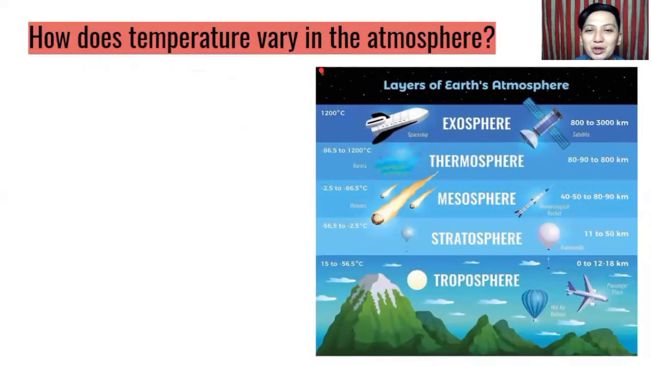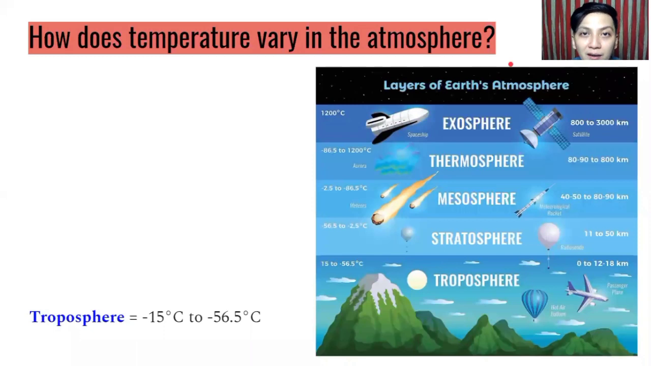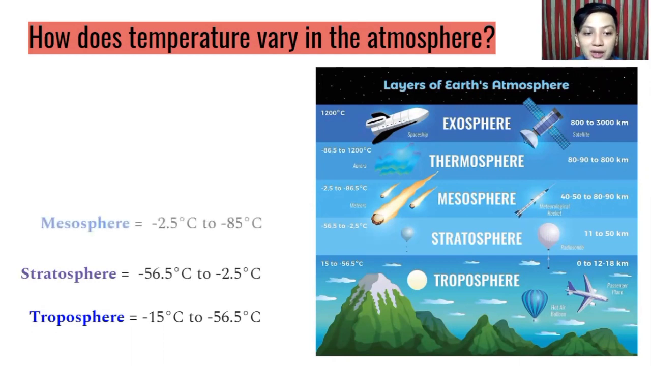So how does the temperature vary in the atmosphere? In the troposphere, temperature is about negative 15 degrees Celsius to negative 56.5 degrees Celsius. While the stratosphere is from negative 56.5 degrees Celsius to negative 2.5 degrees Celsius.